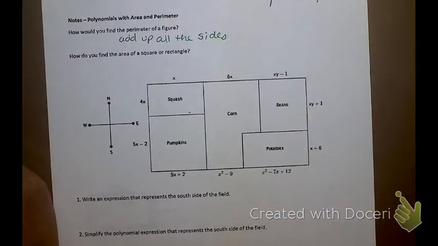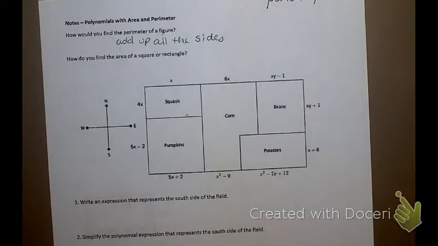How do you find the area of a square or a rectangle? Now the area is a little bit different. For example, if I talk about this classroom, the perimeter would be the length of all the walls added together. What would the area be? It would be like the amount of carpet that's needed to cover the floor, right? So it's the inside space.